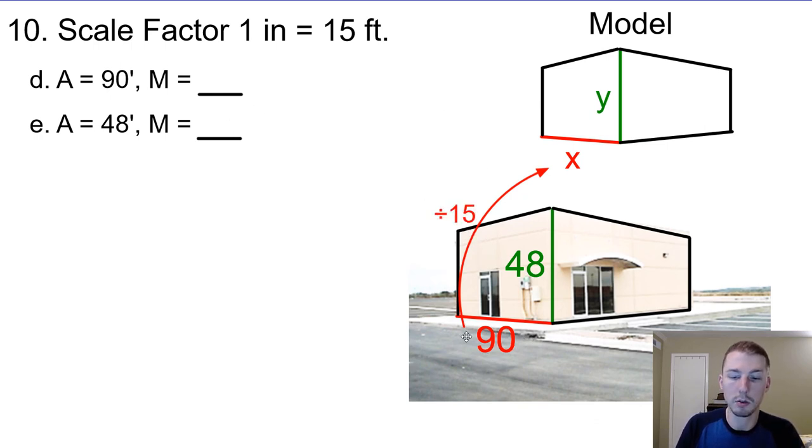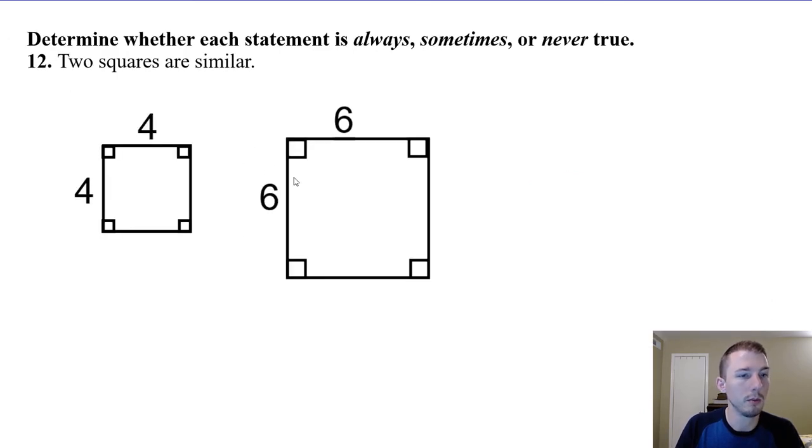So if the actual is 90 feet, we just do 90 divided by 15, which is going to be 6 inches. So this would be 6 inches. You could set up proportions to solve these, but scale factor is easier. And then if the height is 48 in real life, we divide it by 15, and that will give us 3.2 inches.